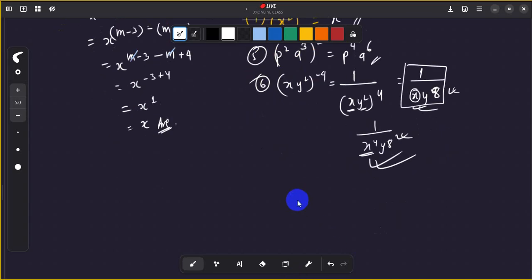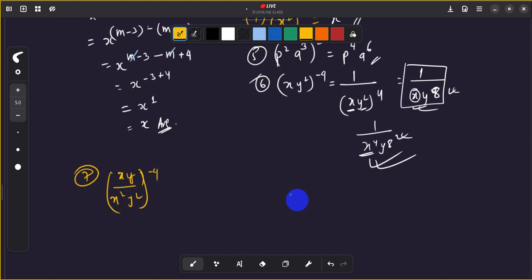Now question number 7. The question number 7 has been given to us as x y by x square y square whole to the power minus 4.